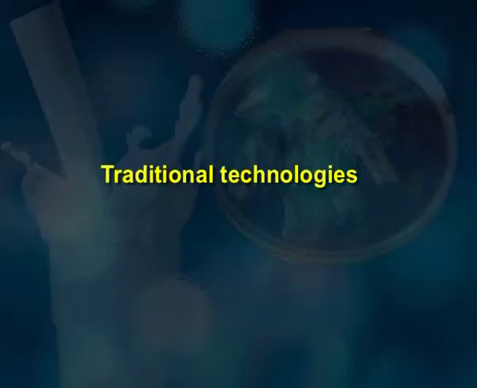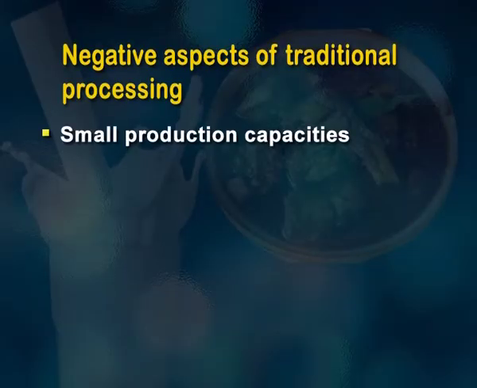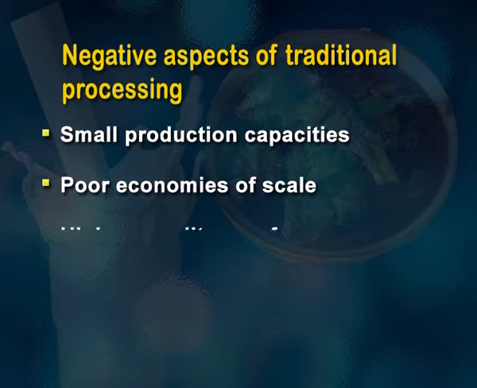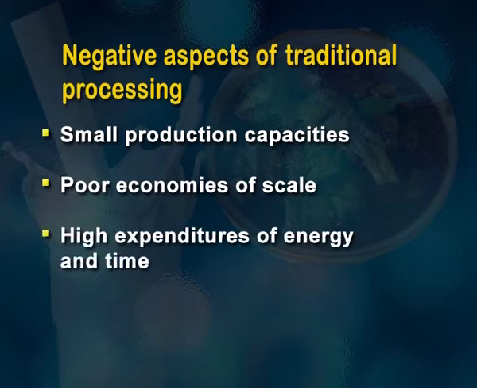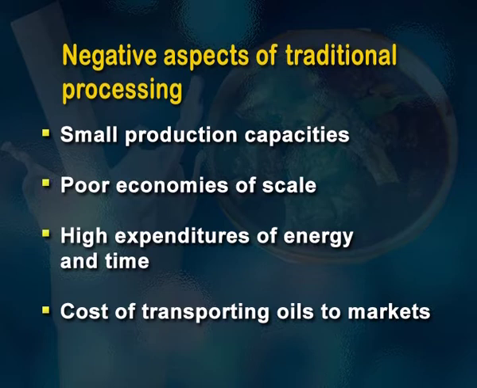There are different kinds of traditional technologies which are used in many countries for producing oils, which are very important, especially among communities which have easy access to raw materials. Traditional processing tends to be environmentally sound. In the changing industrial atmosphere, these positive features have been outweighed by negative aspects of traditional processing, such as small production capacities, poor economies of scale, high expenditures of energy and time, and cost of transporting the oils to markets.